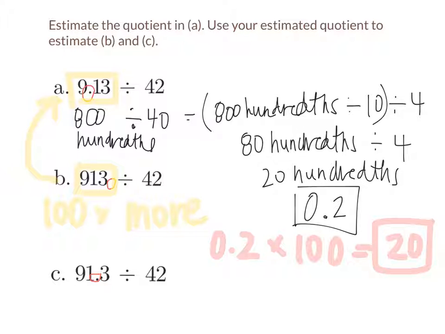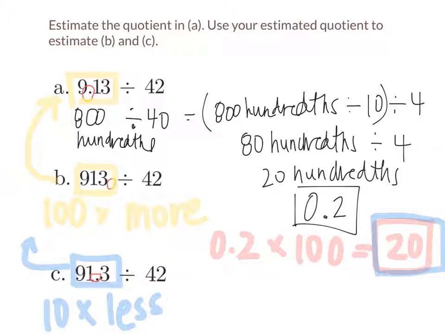Good. Now if we look at, how does C compare to B? 10 times smaller, so 10 times less. So how will the quotient compare to the quotient of part B? It'll be 10 times less, right? So I have to take the quotient for part B, which is 20, and divide it by 10 to get something that's 10 times smaller. What is 20 divided by 10? 2.